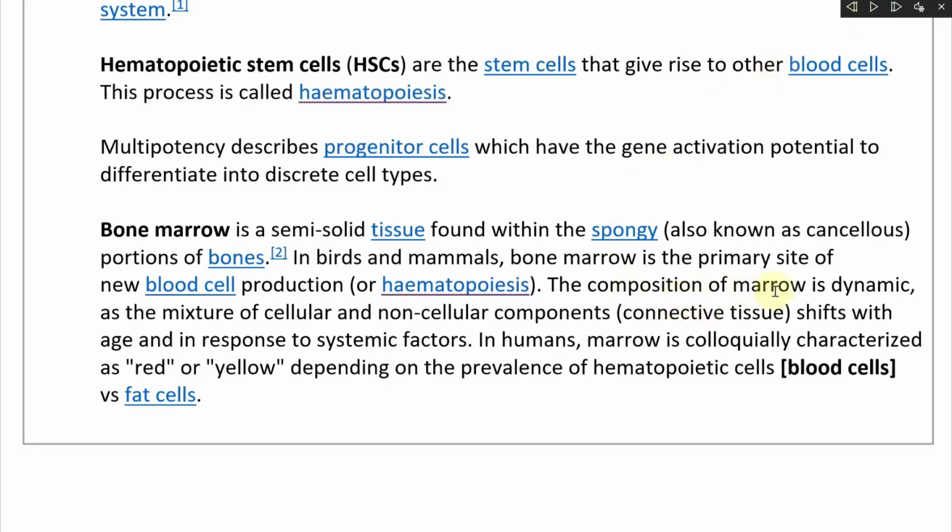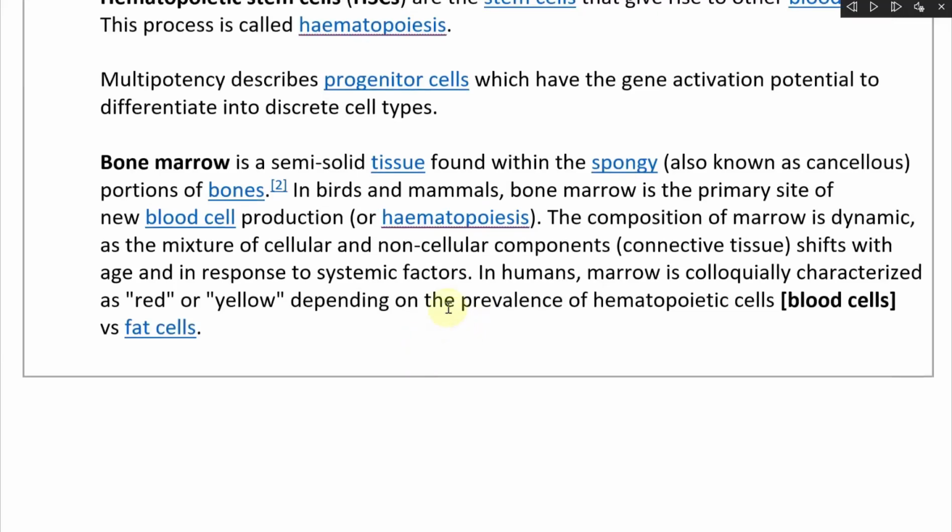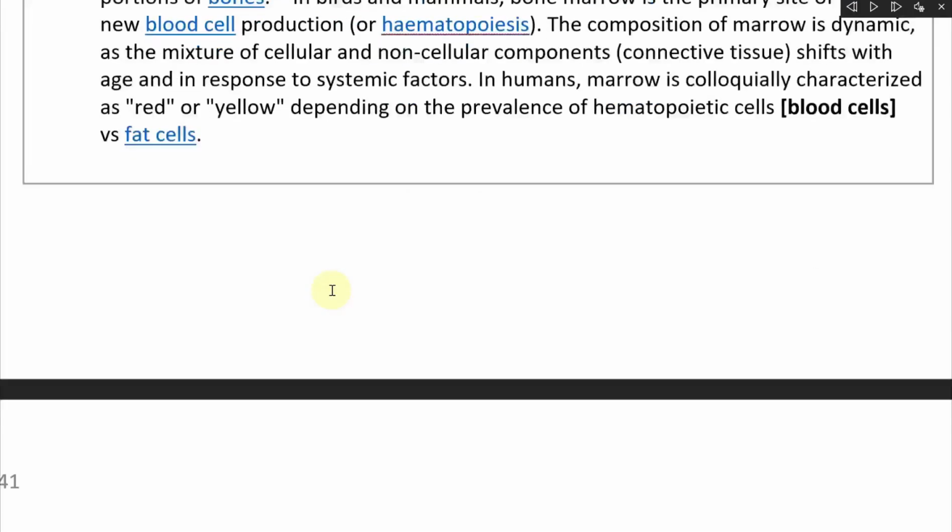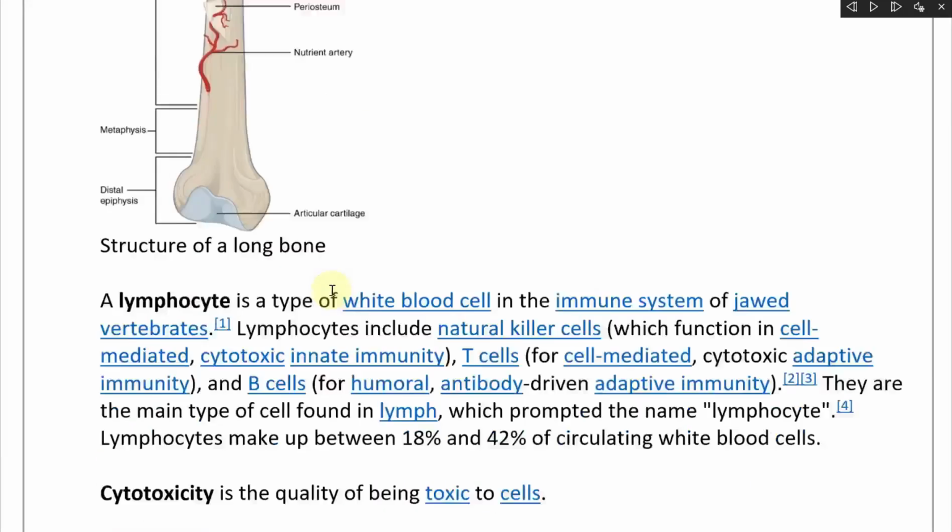Hematopoiesis. The composition of marrow is dynamic, as a mixture of cellular and non-cellular components. The connective tissue shifts with age and responds to systemic factors. In humans, marrow is colloquially or informally characterized as red or yellow, depending on the prevalence of hematopoietic cells, blood cells, versus fat cells. The more hematopoietic cells, that's called red, and the more fat is yellow there. And here's the setup of this bone marrow.